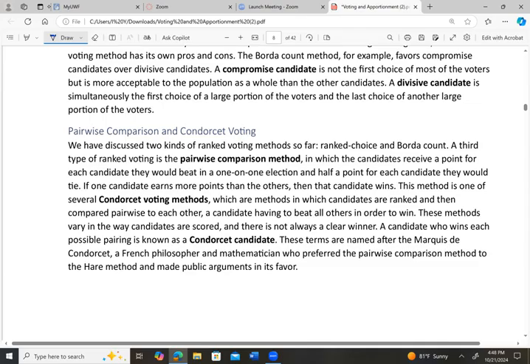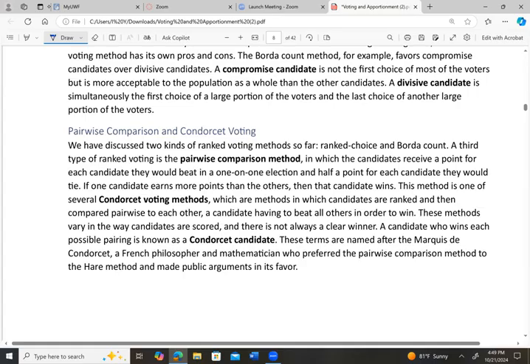One candidate earns more points than the others, then the candidate wins. This method is one of several Condorcet voting methods, which are methods in which candidates are ranked and then compared pairwise to each other, a candidate having to beat all others in order to win. These methods vary in the way candidates are scored, and there is not always a clear winner.